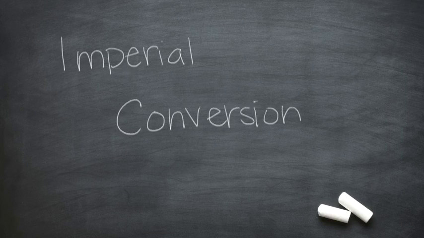Okay, so in this video we're talking about imperial conversion. So remember, imperial is units like inches, feet, yards, and miles in terms of length. There's also gallons and pints and cups if we're talking about liquids, and pounds and ounces if we're talking about weight. So we're going to focus on imperial length conversions.